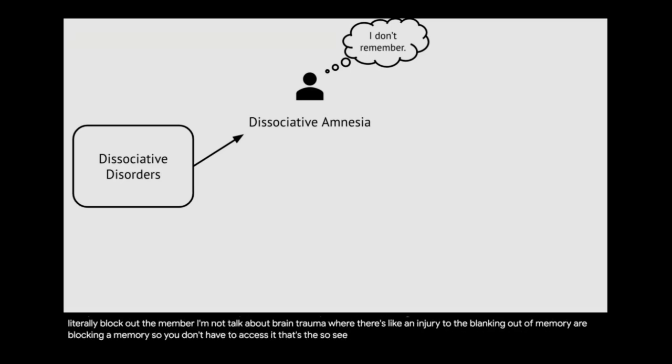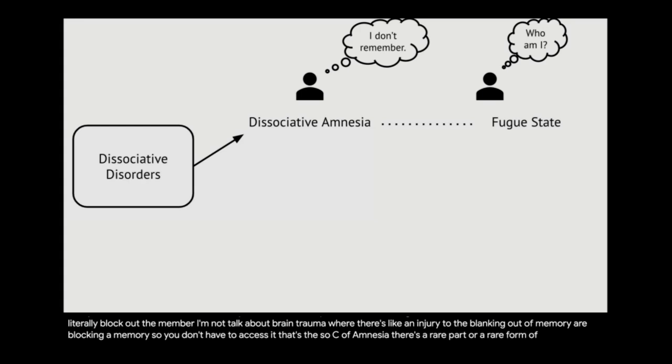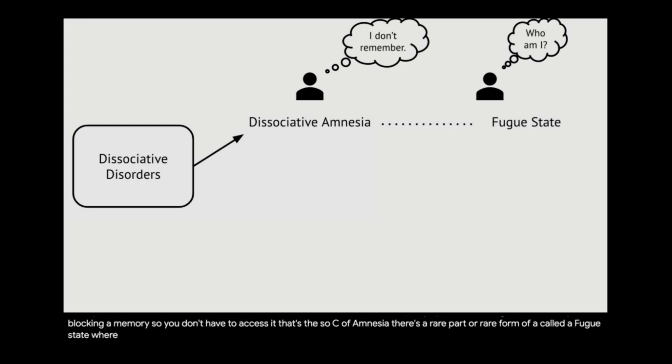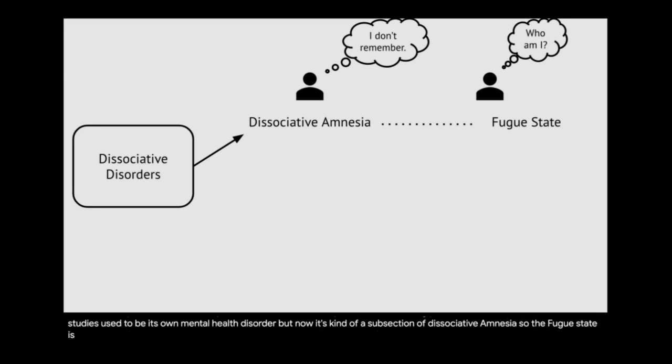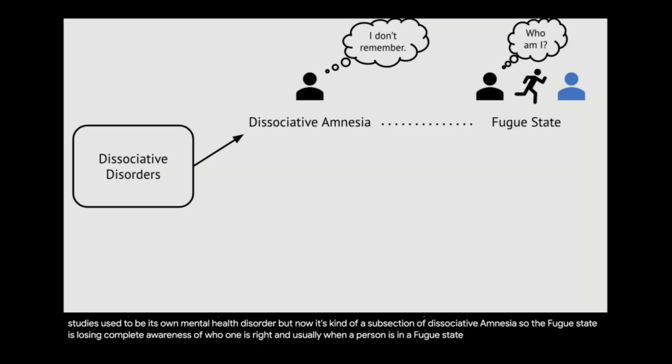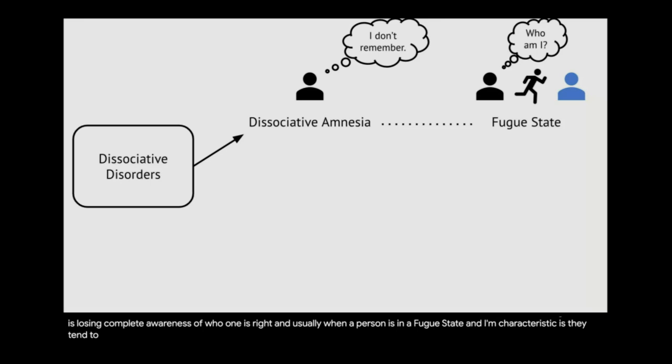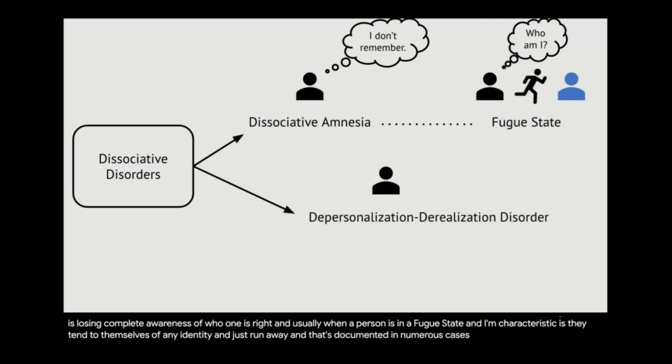That's dissociative amnesia. There's a rare form of it called a fugue state, where a person loses complete awareness of who they are. This is exceedingly rare, so rare that it's limited to case studies. It used to be its own mental health disorder, but now it's kind of a subsection of dissociative amnesia. So the fugue state is losing complete awareness of who one is. And usually when a person's in a fugue state, an odd characteristic is they tend to flee the situation that they're in. They strip themselves of any identity and just run away. And it's documented in numerous cases.